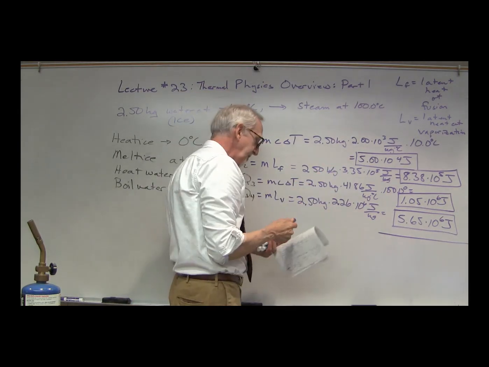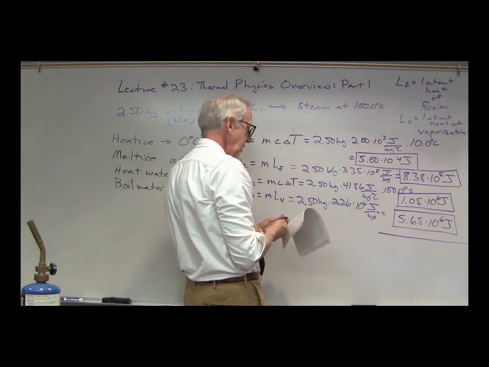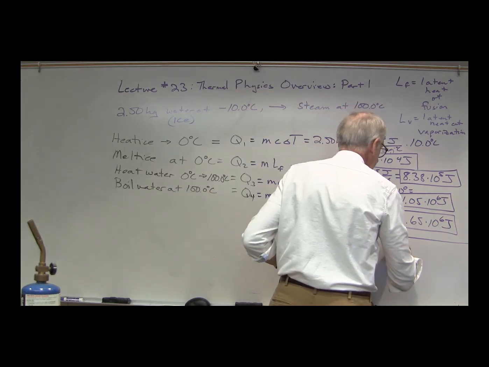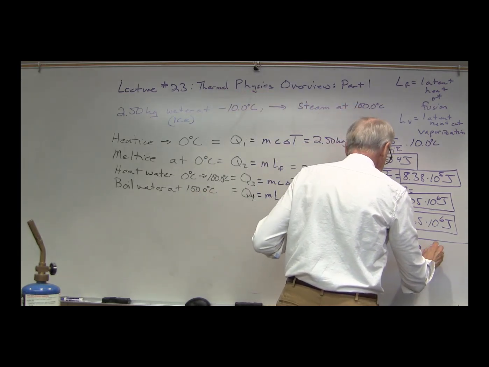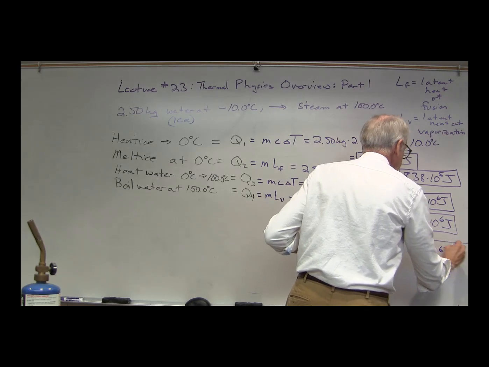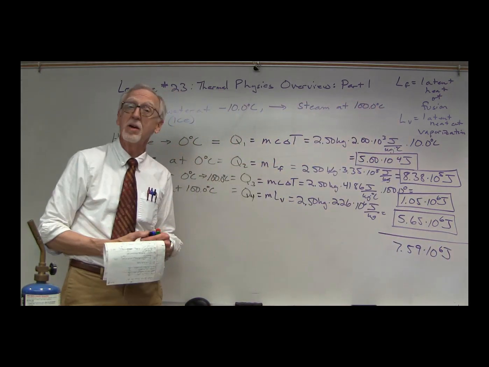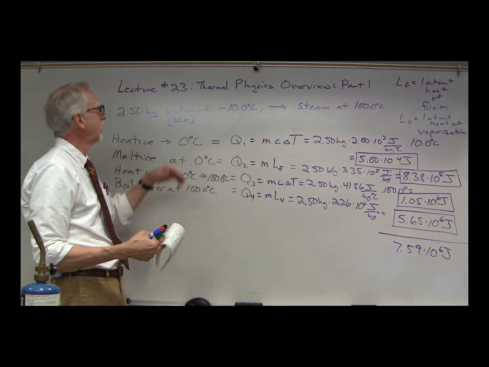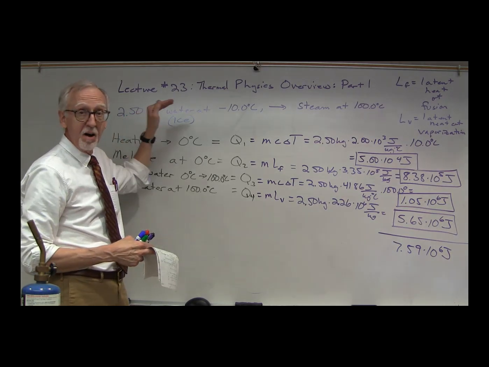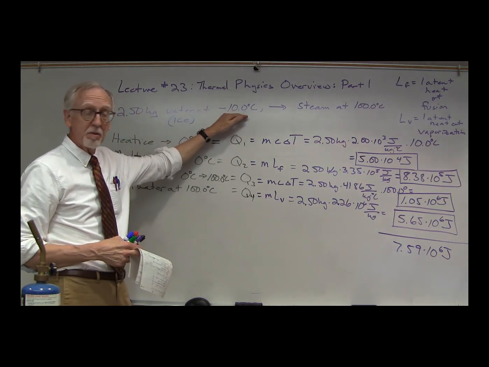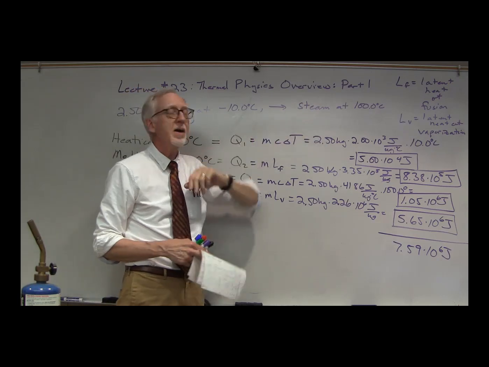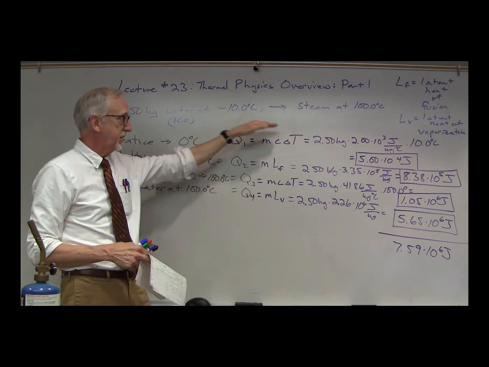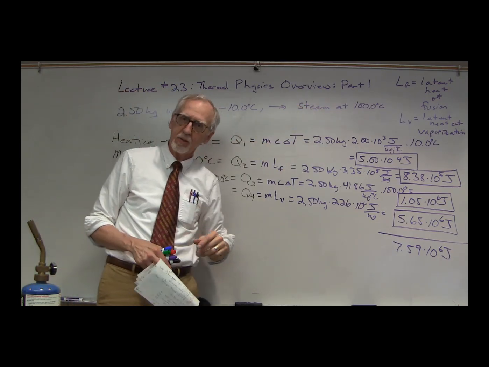All right, so we add these together, and what's the total? It is 7.59 times 10 to the 6th joules. So that's the amount of energy that we would have to add to 2.5 kilograms of ice at negative 10 degrees centigrade to turn it into 2.5 kilograms of steam at 100 degrees centigrade.